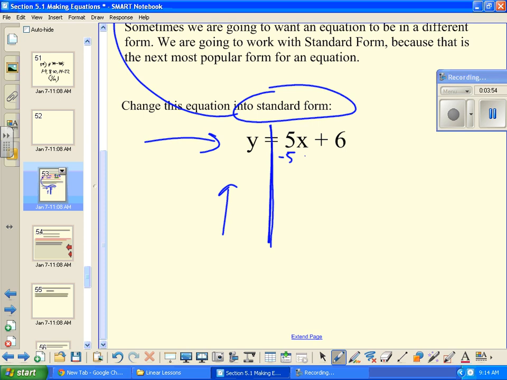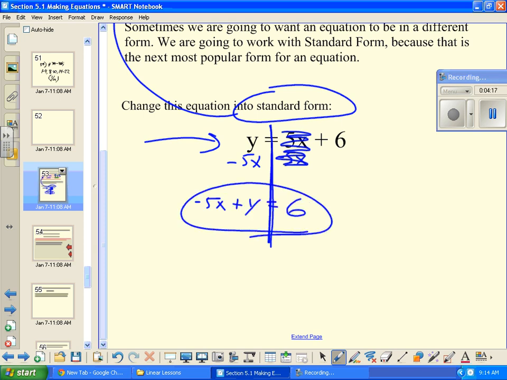So what can I do? Well, I can subtract 5x from the right side. That'll get rid of it over there. Oops, not 15. And I can subtract 5x on the left side as well. When I subtract 5x on the right side, that gets rid of it from the right side. Now all the x terms are going to be on the left. And then I can write over here, negative 5x plus y equals 6. And there's the equation in standard form.